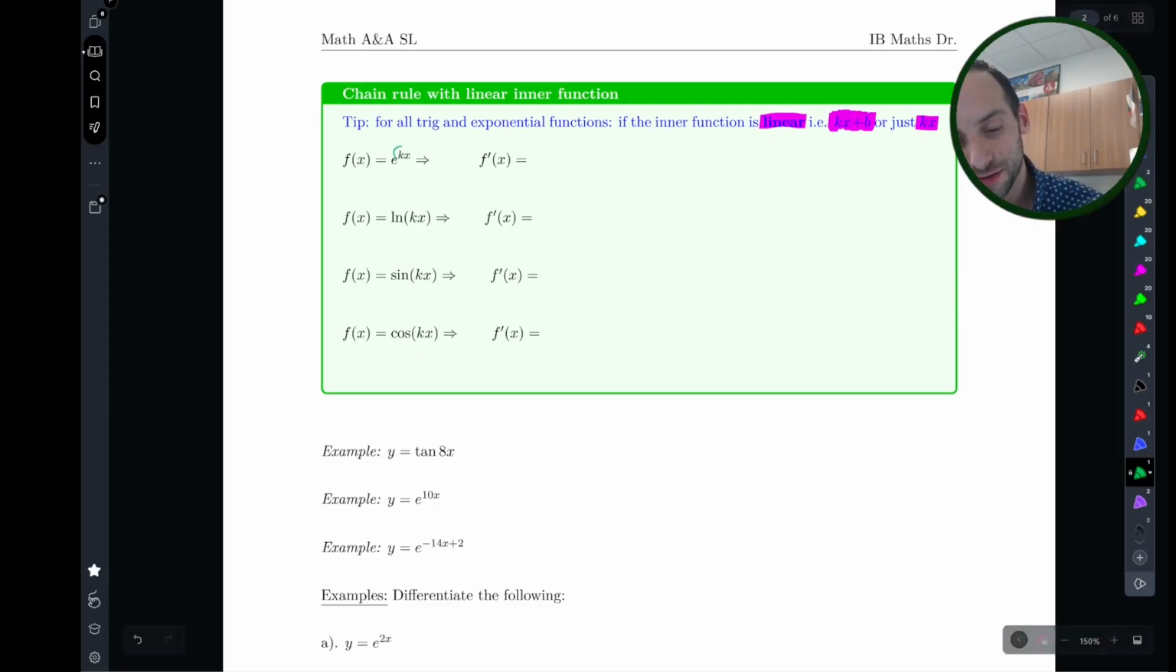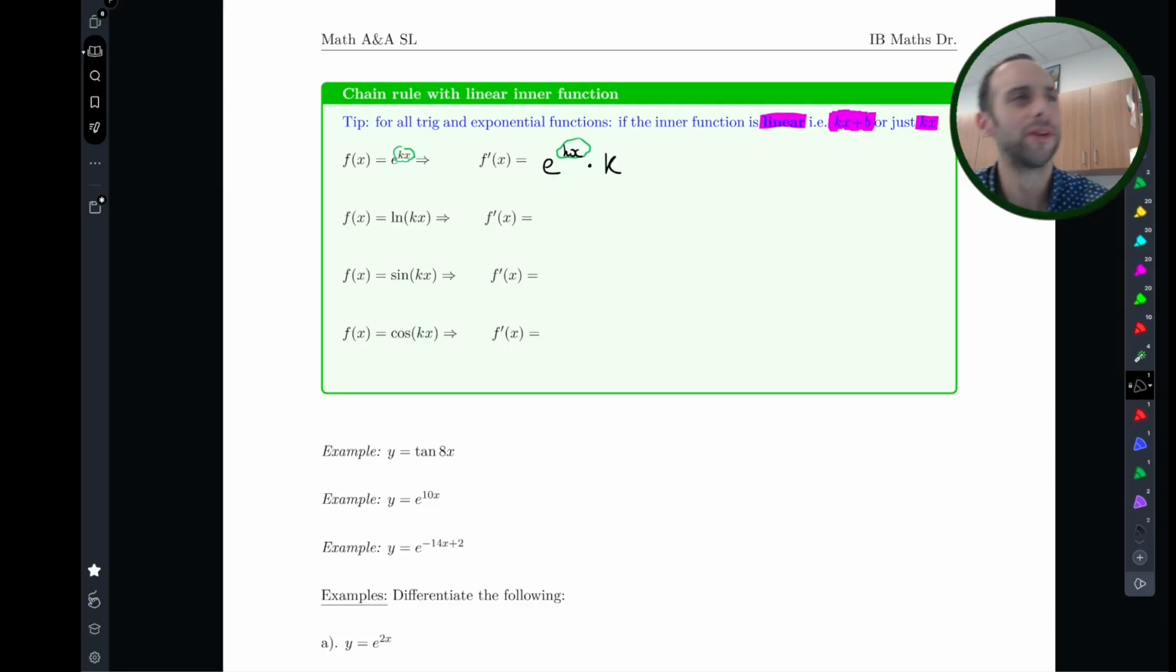So the derivative of e to the kx, I'll go through this first one slowly. Our glob is the kx. We know the derivative of e to a glob is just e to that same glob. So e to the kx times the derivative of the glob. The derivative of kx is just k. So we can shortcut this to just say the derivative of e to the kx is k e to the kx.